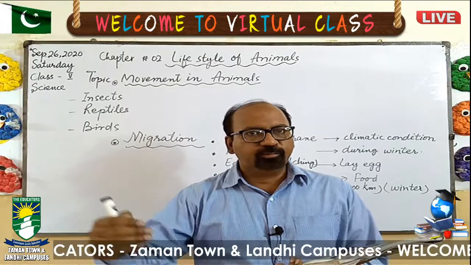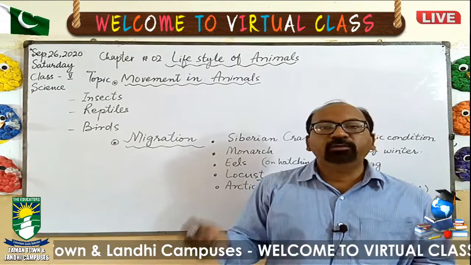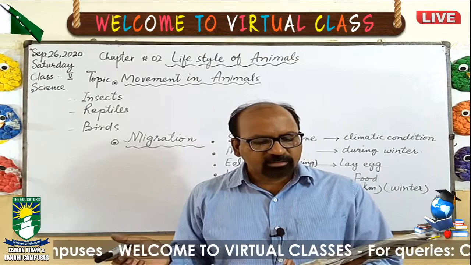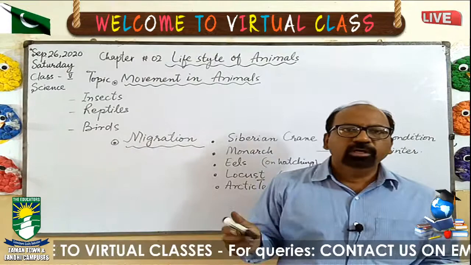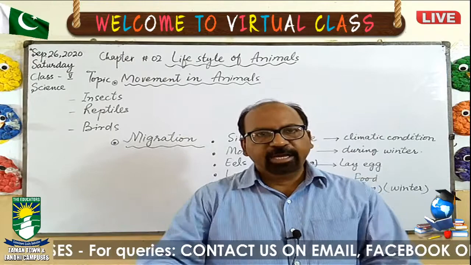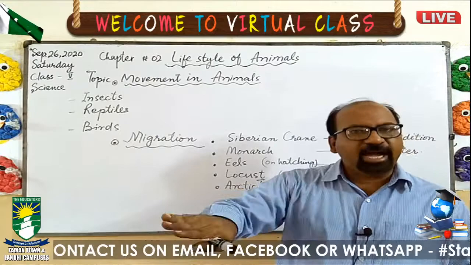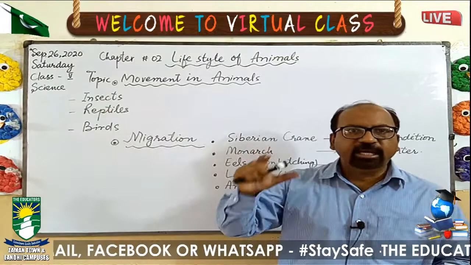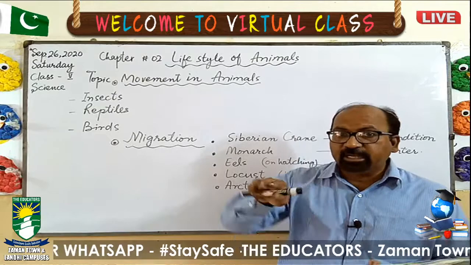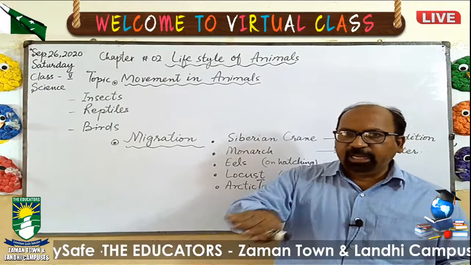Water insects, for example, the water boatman, are a type of insect. They use their legs as oars to swim. You know that when we go boating, there are oars with which we push the water back, and then the boat goes forward. The boatman uses its legs like oars. It pushes the water back with the help of its legs and moves forward. That's why it is called a boatman.